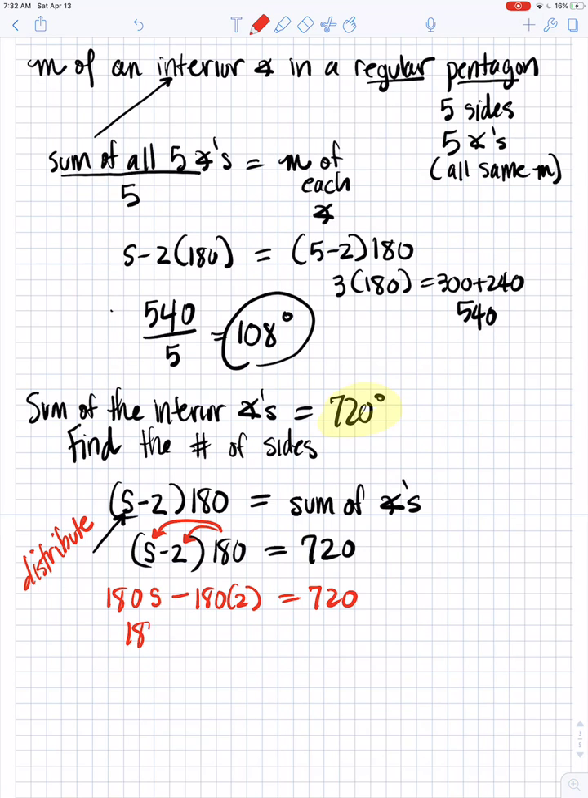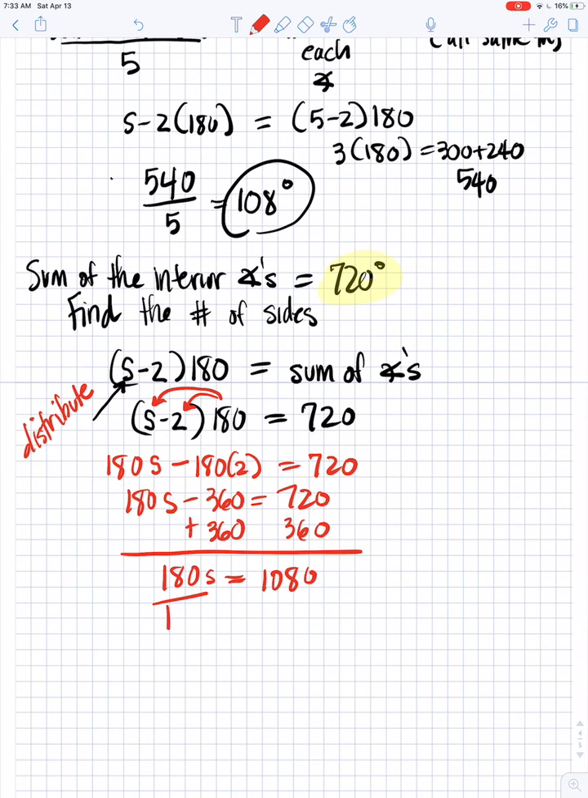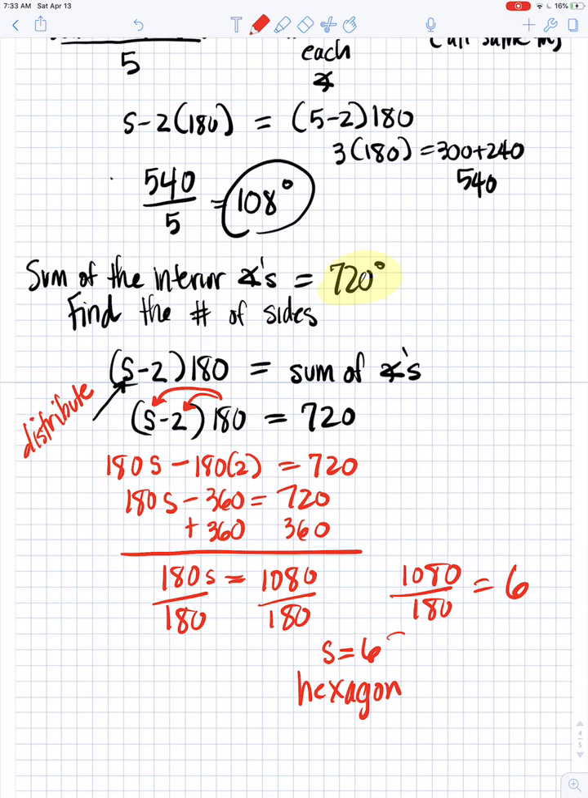So I have 180s minus 360 is equal to 720. Now I can just add the 360 to both sides. That's fantastic. And I get 180s equals 1080. And if I divide this side by 180 and I divide this side by 180, it turns out that 1080 divided by 180, if you use your calculator, you're going to get 6. So the sides equal 6, so that means that this unknown is a hexagon.